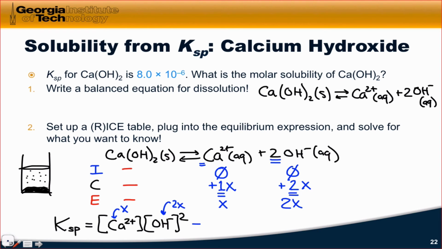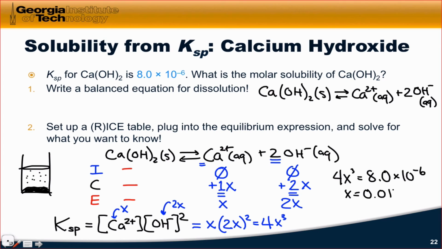And so when solving for X, we need to be careful. This equilibrium expression is equal to X times the quantity 2X squared, which on the whole is equal to 4X cubed. Ultimately then, we're solving the equation 4X cubed is equal to 8.0 times 10 to the negative 6. Doing some algebra, we arrive at X is equal to 0.0126 moles per liter. And this is the concentration of calcium 2+ at equilibrium.